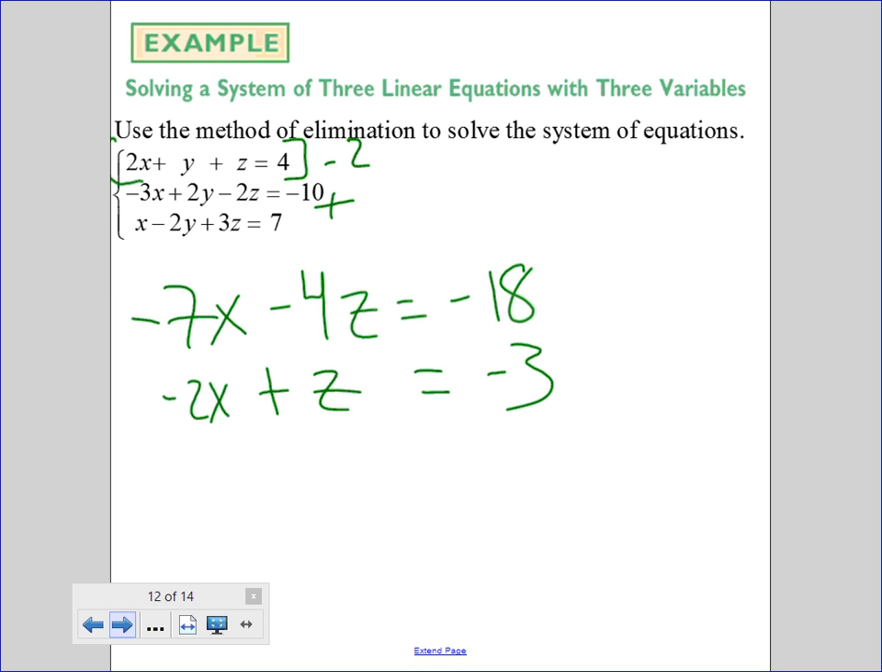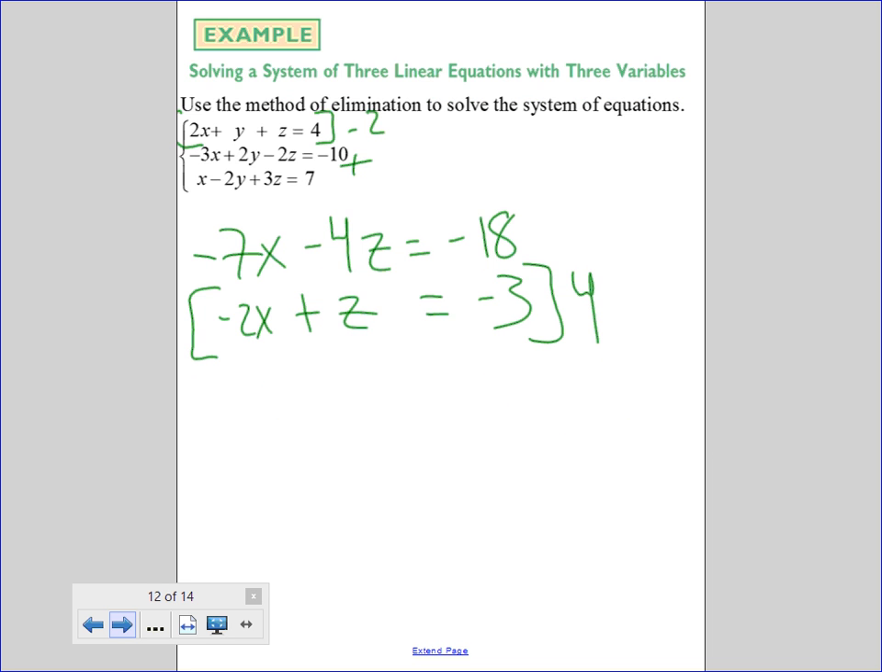Well, now I have it down to a two-variable system, and when I have it in a two-variable system, we can either use substitution or elimination. All right? I'm just going to keep with the theme here. I'm going to do elimination. The easiest thing I see to do is just to multiply the second equation by 4 and then add it to our first equation. So when I do that, all right, and this is going to be to eliminate z.